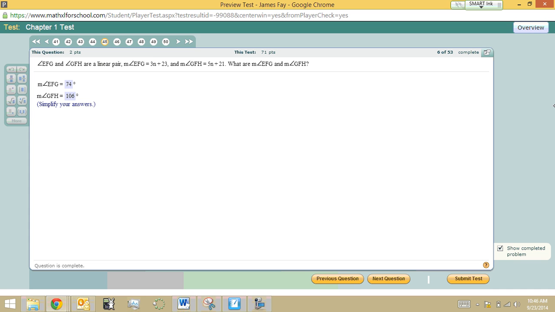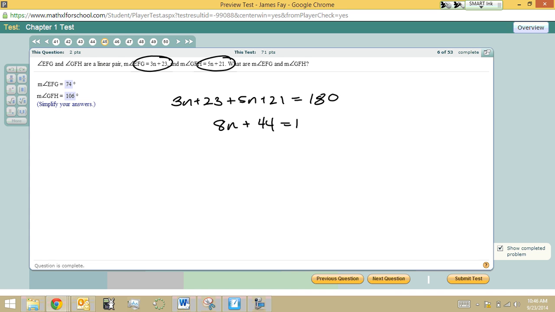Here, these angles are a linear pair. So if they're a linear pair, we said we had a postulate that said all linear pairs are supplementary. So we're going to take that angle, add it to that angle, set it equal to 180. That means those two angles are supplementary. I get 8n plus 44 is equal to 180. Finish the math there. Find n. When you find n, you should be able to plug it back in for here and there and end up with what those measurements are.